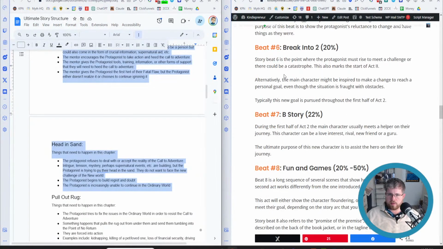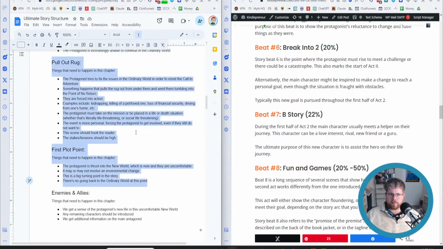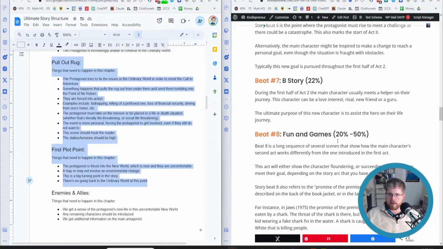Break into 2. Story beat 6 is the point where the protagonist must rise to meet a challenge, or there could be a catastrophe. This also marks the start of Act 2, which I believe is right here. Pull out the rug, first plot point. Okay, here's one where we might need to add something.